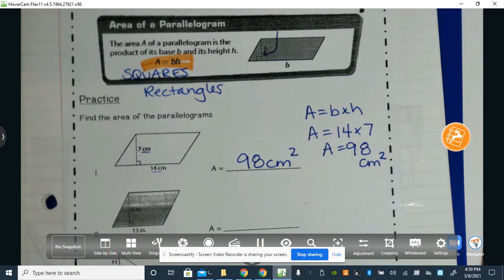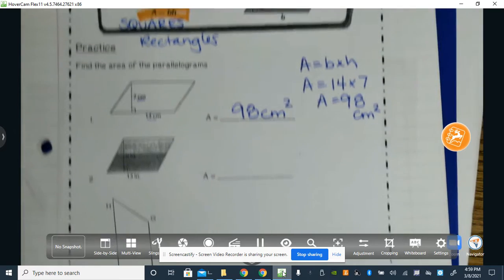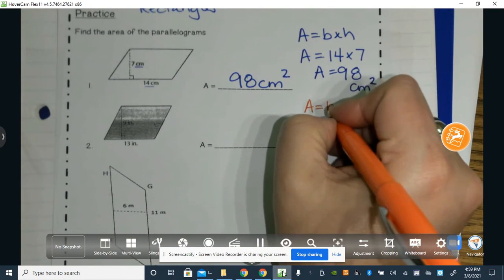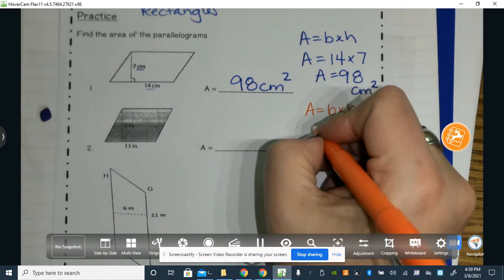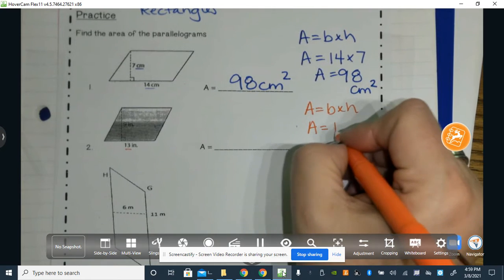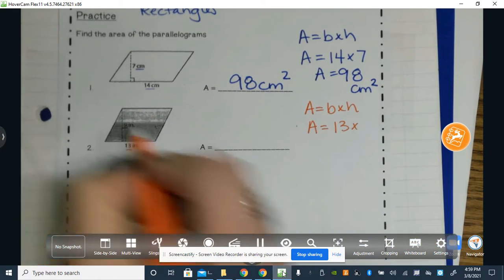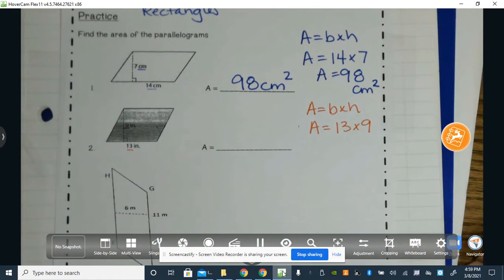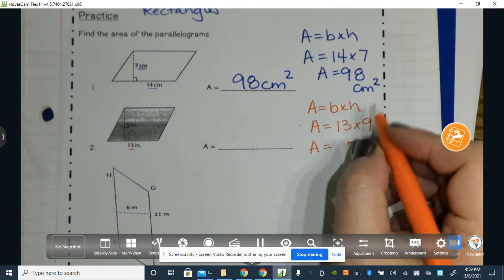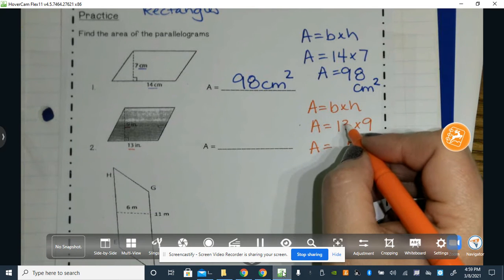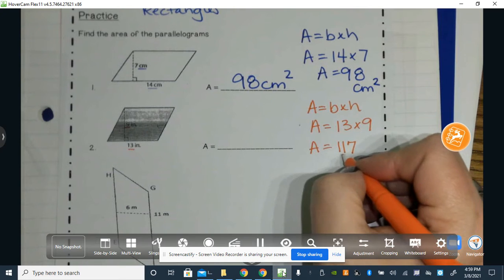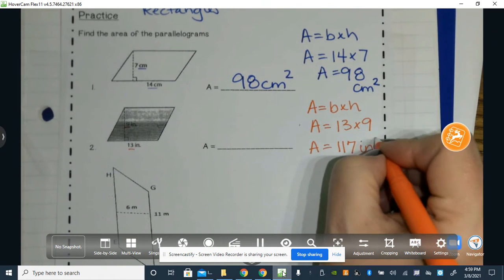Let's go to our next one. Again, I'm going to rewrite my formula. Area is equal to base times height. Area is equal to my base, which is 13, times my height, which is 9. Now, I'm going to multiply those 2 together. 9 times 3 is 27. 7 carry 2. 9 times 1 is 9 plus 2 is 11. So my area is 117 inches squared.